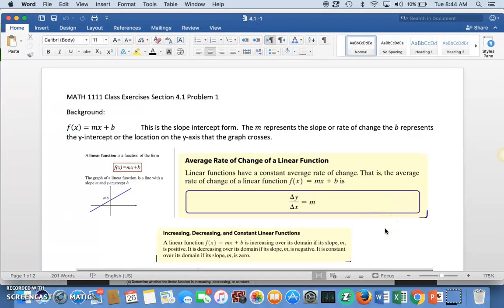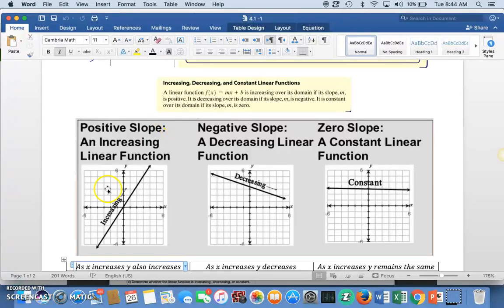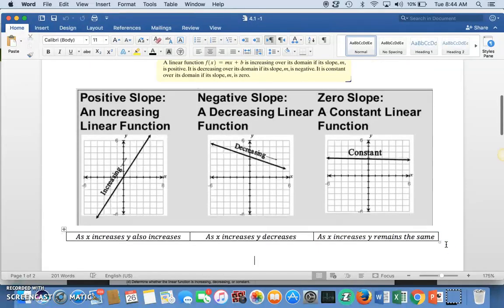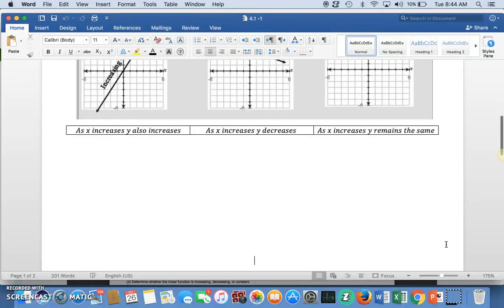Determine whether it's increasing or decreasing. A line like this has a positive slope, it's increasing; a negative slope, decreasing; a constant slope, it remains the same. So that's just a little background for lines.